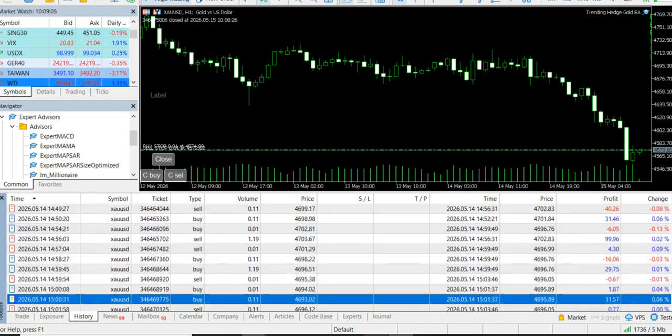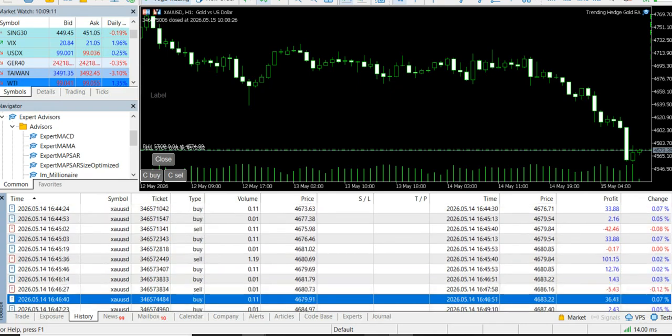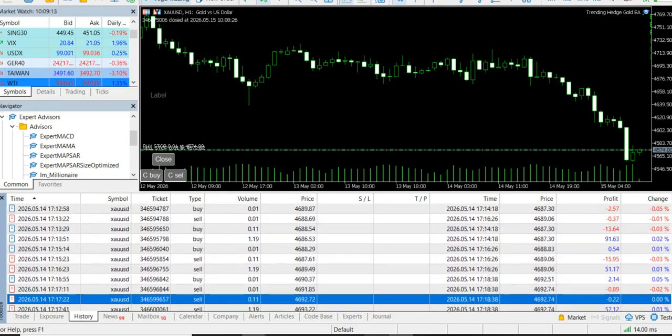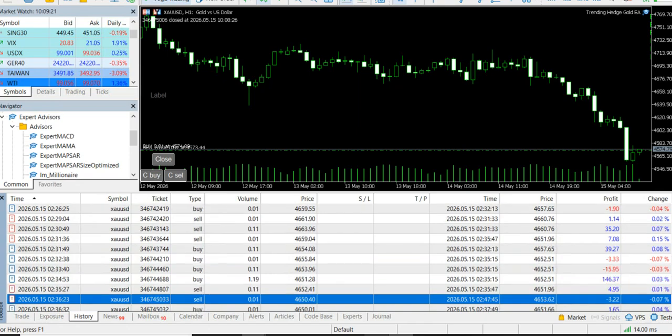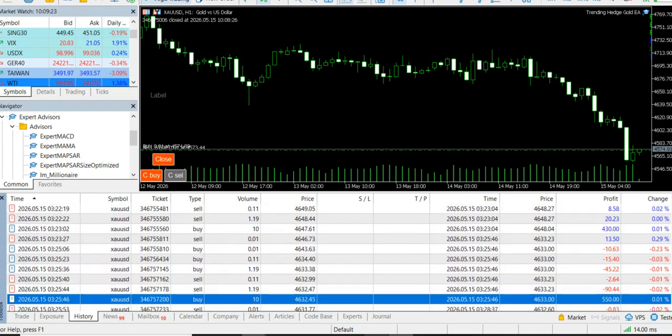That particular expert advisor, we were deploying it on Germany 40 index. And also, there was one expert advisor we were deploying on Euro. Those two expert advisors were different. But this expert advisor is focusing on Trending Hedge Gold, on gold itself. We are only interested in showing you the result of Trending Hedge Gold, right?